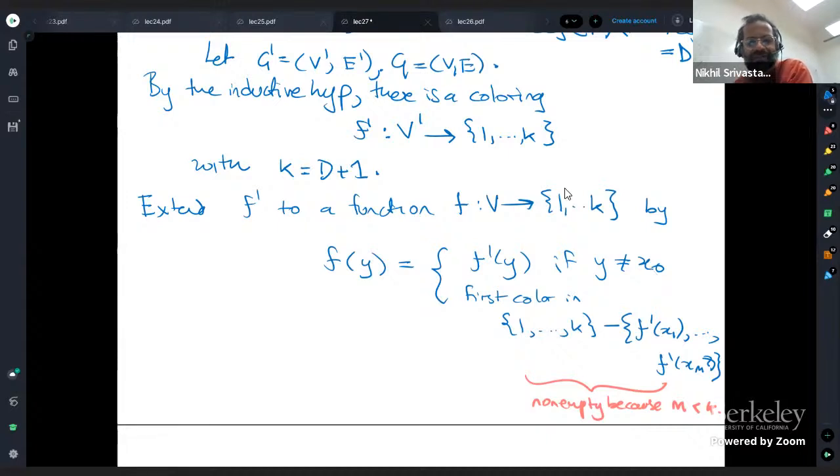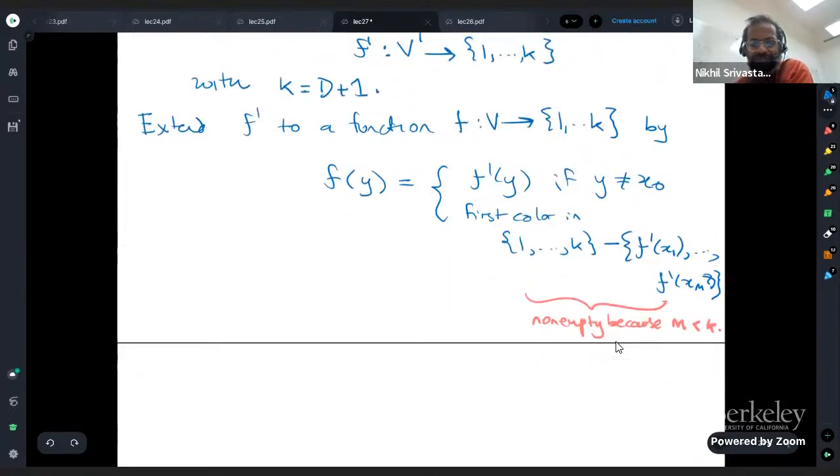Why not, right? If there's a coloring with less than D plus one colors, it's also a coloring with D plus one colors, right? I just don't use some of the colors, that's fine. And now this is the key point. There is some unused color because the number of colors is bigger than the number of neighbors.